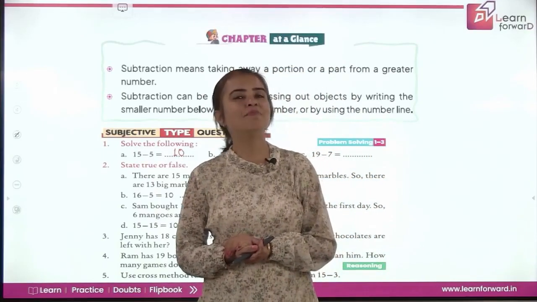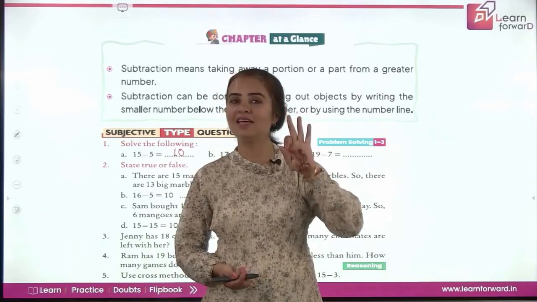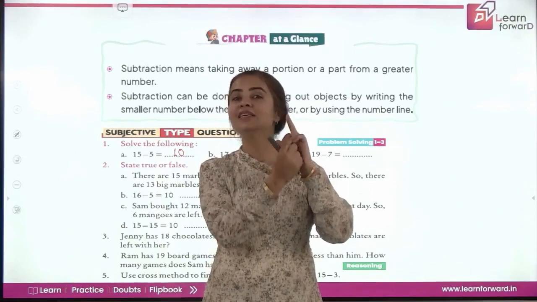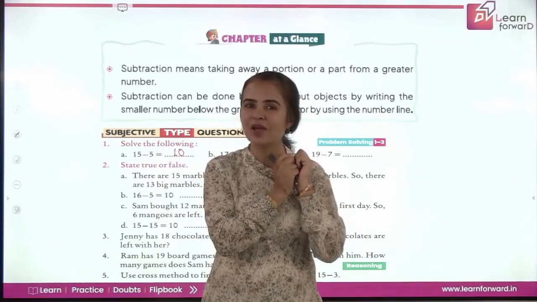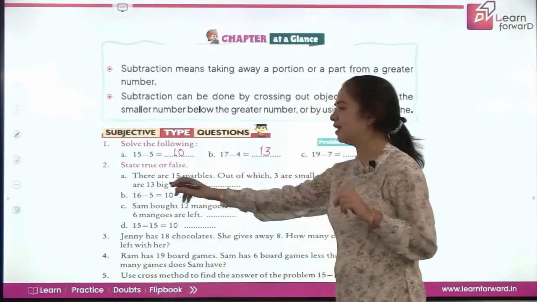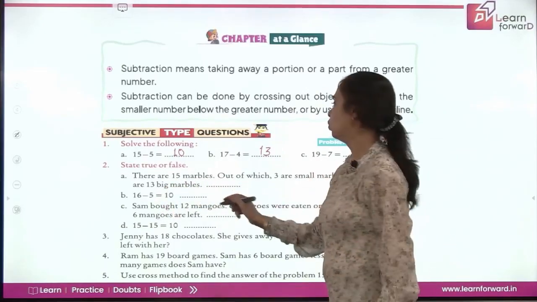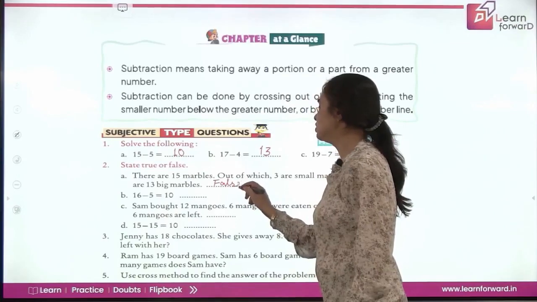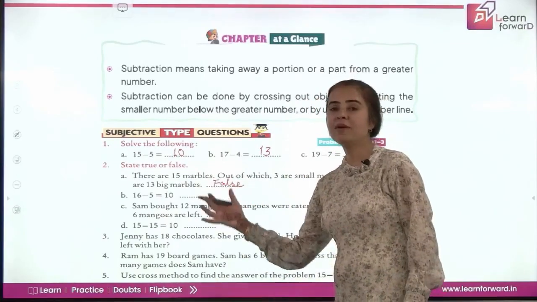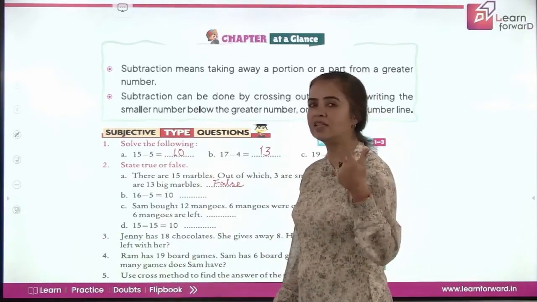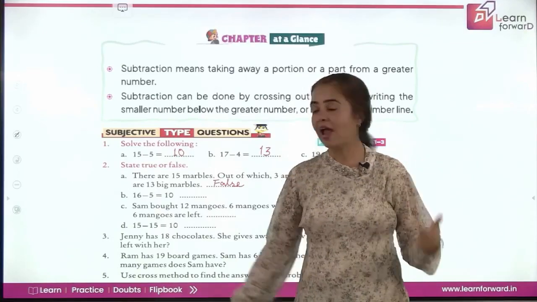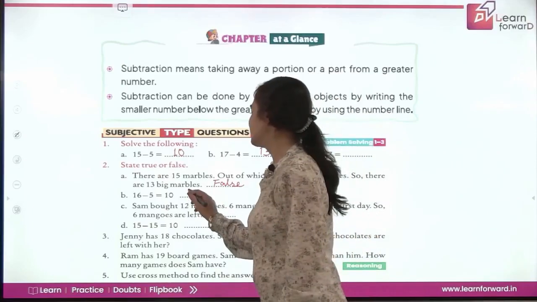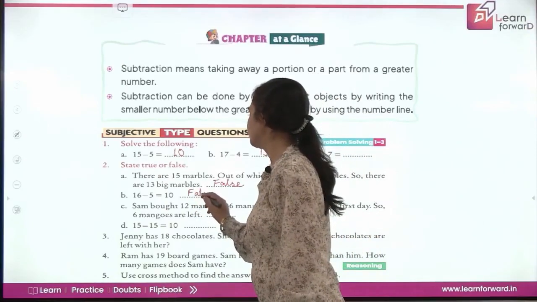15 minus 3. What do you get? Let's count backwards. 14, 13 and 12. But what does this say? Is it 13? No, that means this is a false statement. 16 minus 5. Come on, give me the answer. 11. And what are they saying? 10. So again, this sentence is false.